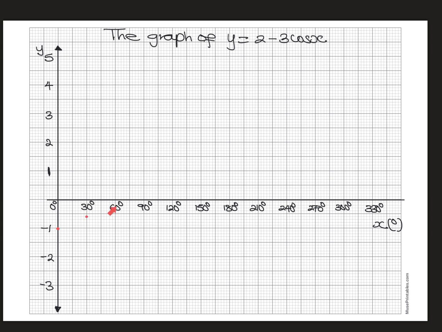When x is 60 degrees, y is 0.5. Okay, positive 0.5. So that is here. When x is 90 degrees, y is 2.0. So where the 2 points meet is here. When x is 120 degrees, y is 3.5. So 3.5 is the line between 3 and 4. That is exactly here.